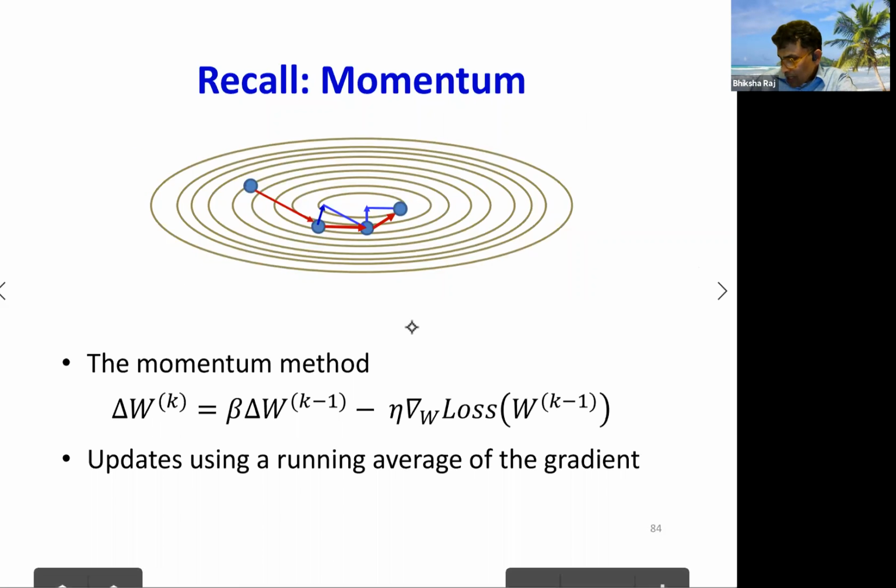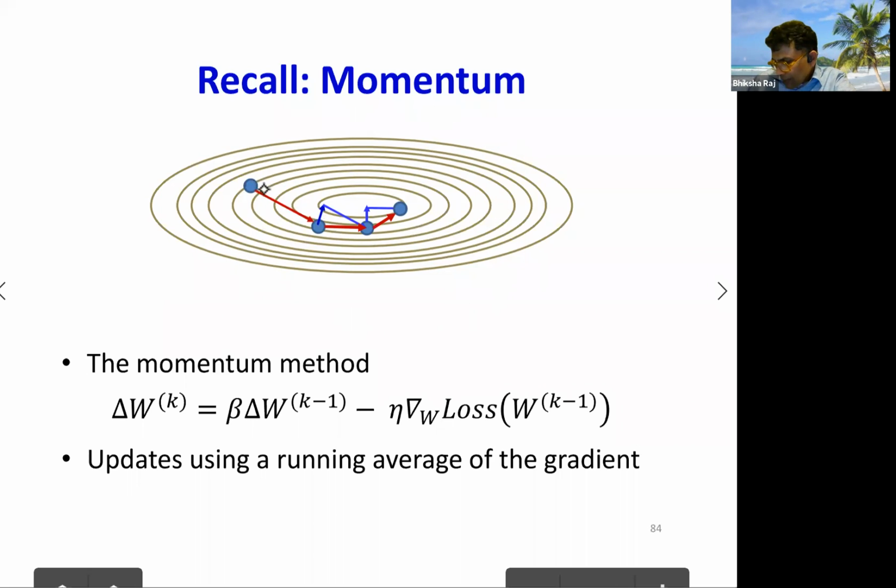Now recall the first trend method we tried, momentum. In the momentum method, we maintained a running average of the past updates and the current gradient. It is given by this formula over here, which we saw in the last class. The kth correction, delta W_k, is some beta times the (k-1)th correction minus eta times the gradient. So this is the gradient update, and this is the component from the previous update, which gives us our running estimate.